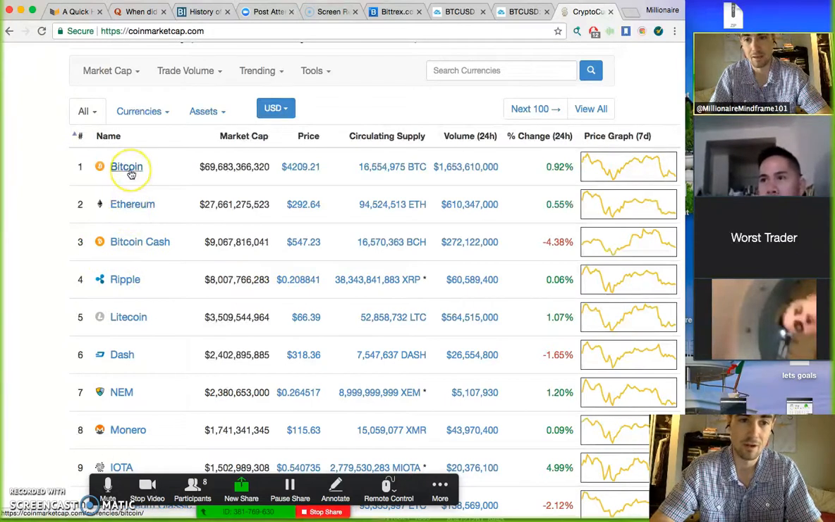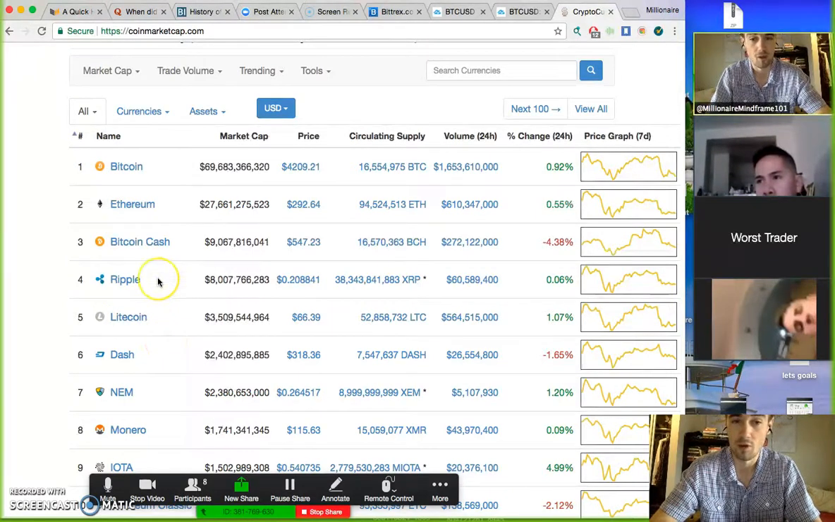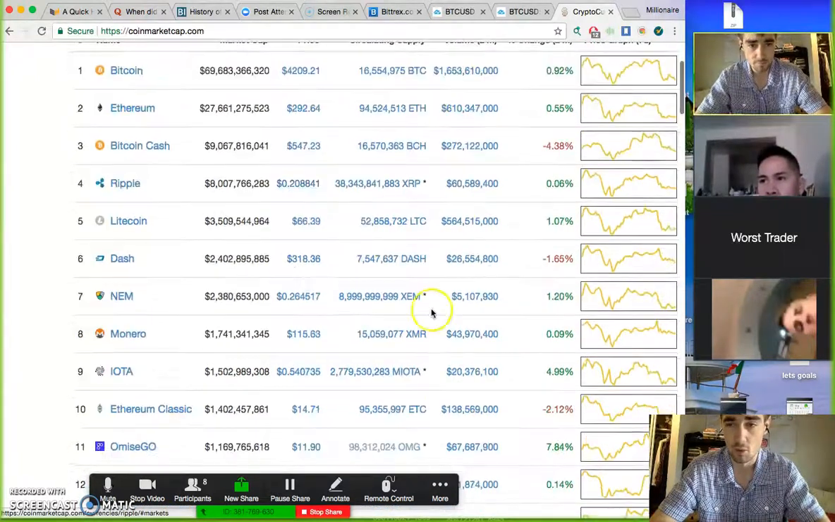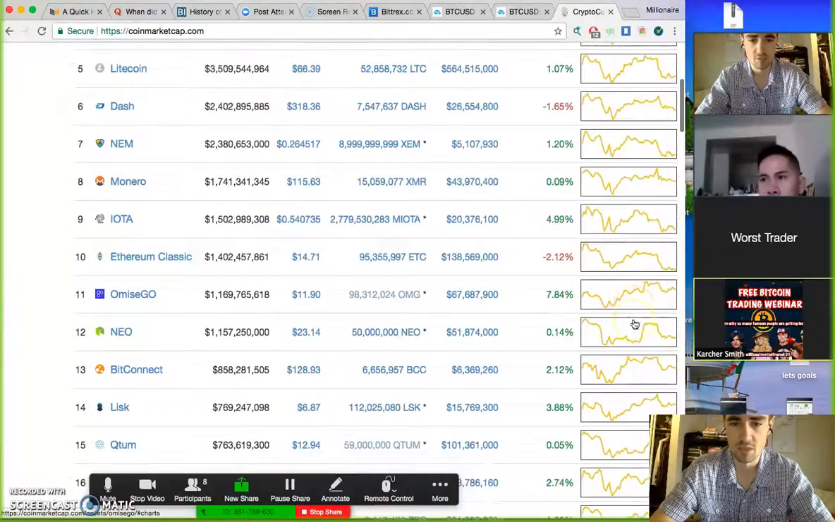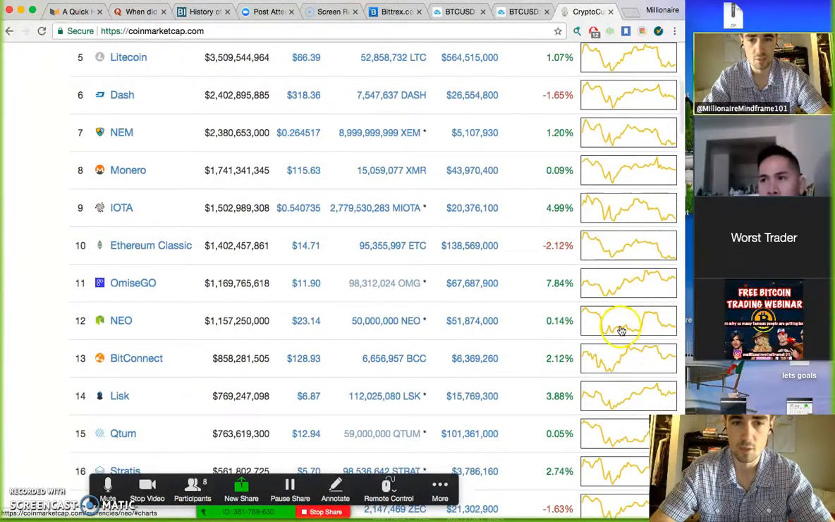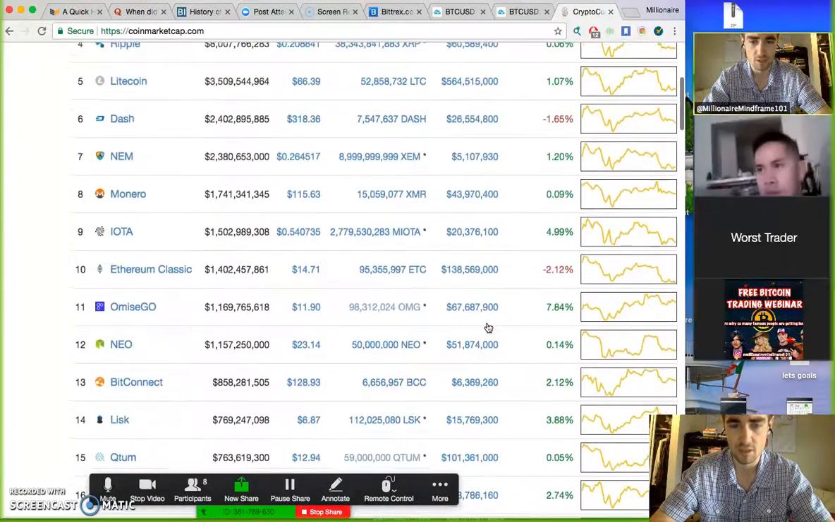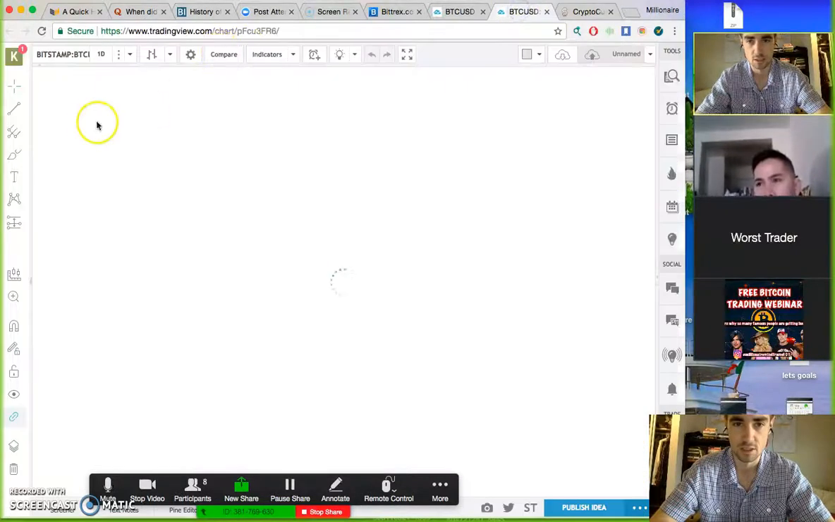Right now, the main fiat gateway is Bitcoin. Then they got Ethereum and Litecoin on Coinbase. But for the most part, I don't know about too many fiat gateways other than Bitcoin. But so there are going to be some divergences. Obviously, you see OMG and NEO, they've got so much volume right now. And I would say that the volume is what's making these charts look different. So let's just look at the Bitcoin chart.